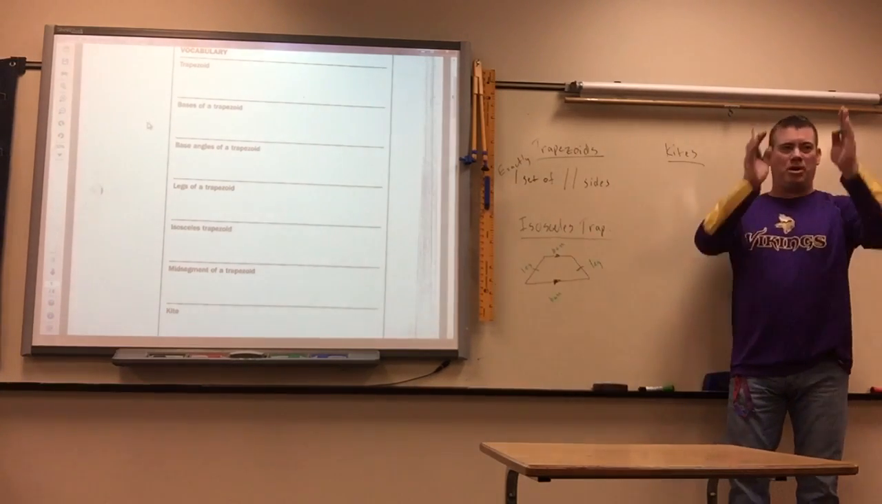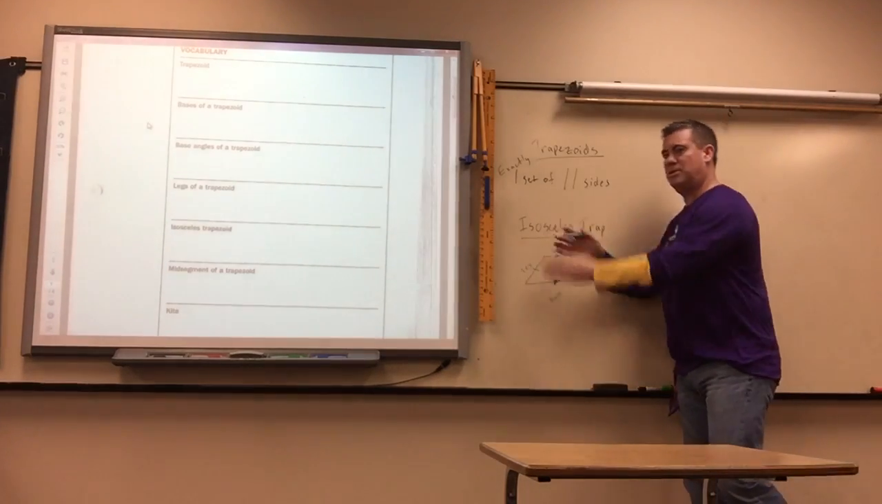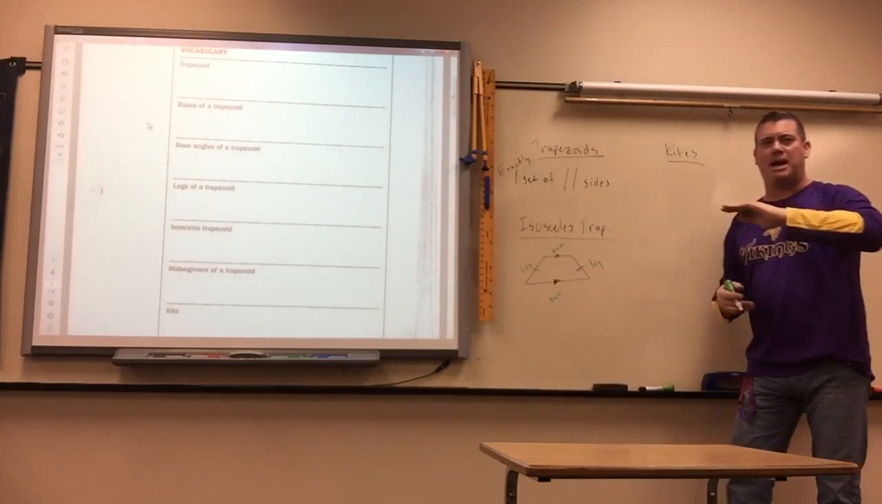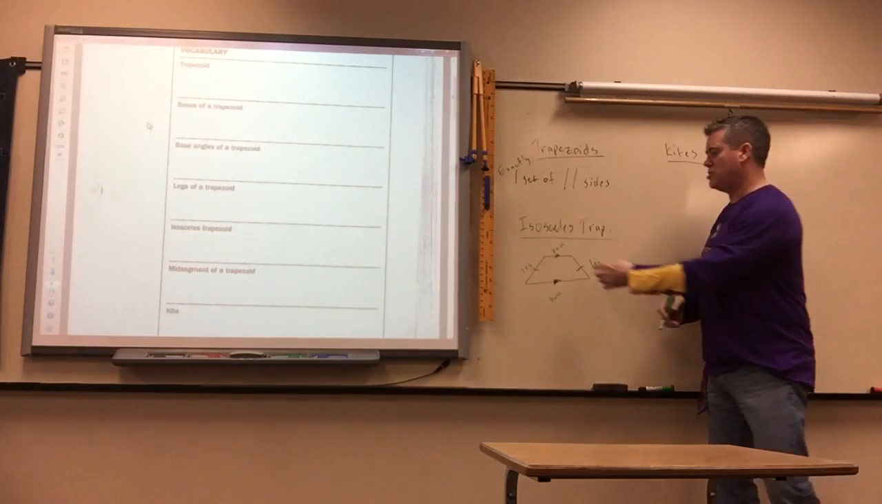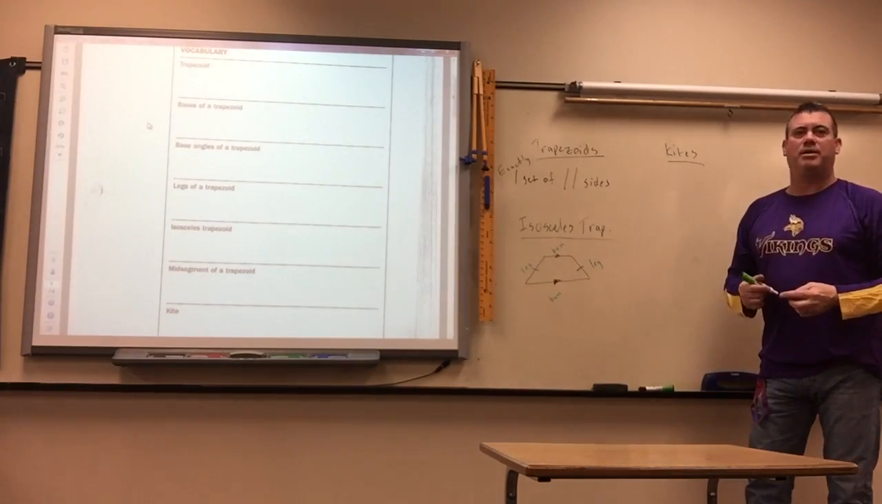So remember, it could go up and down. This trapezoid could be tipped sideways. Base isn't always the bottom. It could be the two sides. It's just the two sides that are parallel.